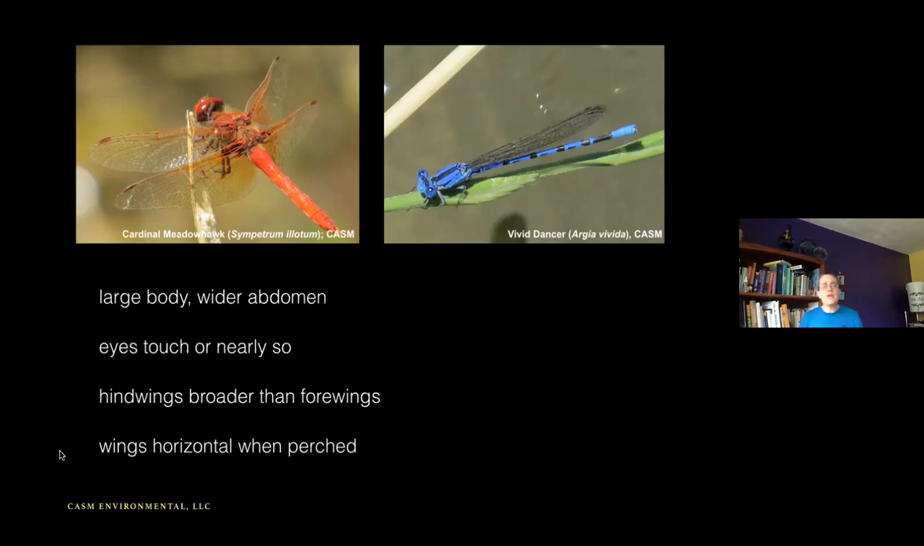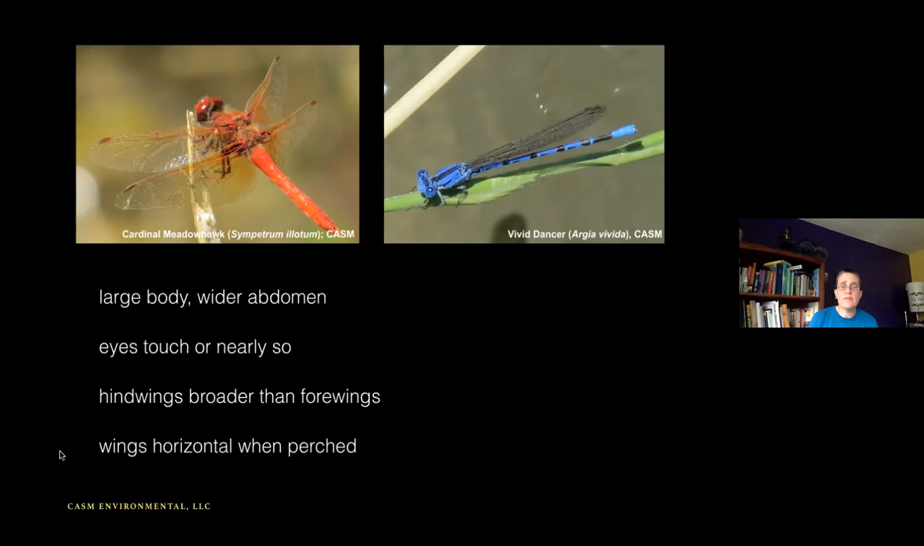And the other thing to look for is the shape of the wings, and that meadowhawk has its wings spread out very nicely. If you look at the hind wings, especially where they join the body near the abdomen, you can see that they're wider from the front edge of the wing to the rear edge, from the leading to the trailing edge. And the front wings are a little bit narrower than the hind wings in comparison. That characteristic actually gives this suborder, dragonflies, its name.